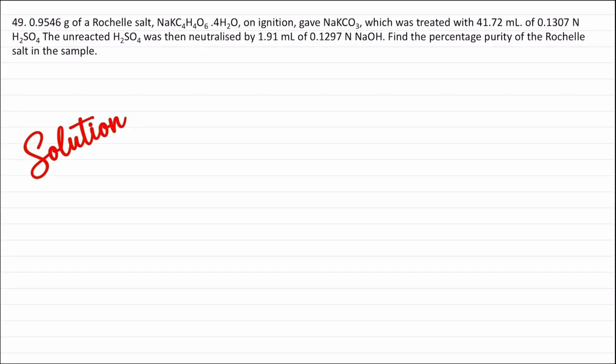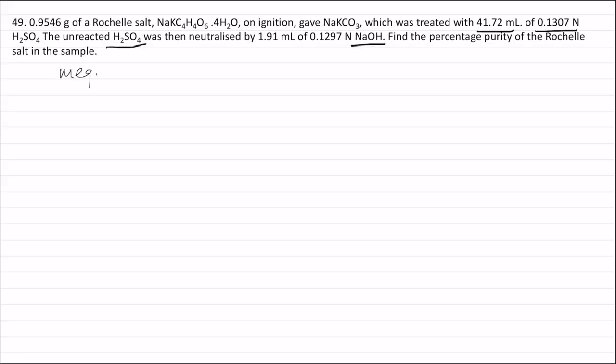The milliequivalents of H2SO4 present can be obtained by multiplying the normality of H2SO4 solution with volume. The milliequivalents of unreacted H2SO4 will be equal to milliequivalents of NaOH. Therefore, milliequivalents of H2SO4 present will be equal to 0.1307, that is normality of H2SO4 solution, into volume of H2SO4 solution, that is 41.72 milliliters, and this is equal to 5.453 milliequivalents.